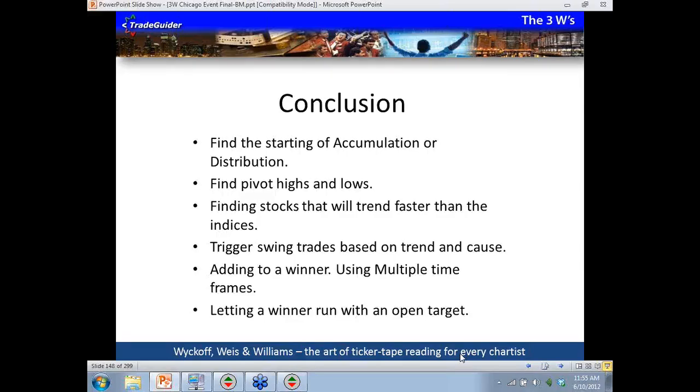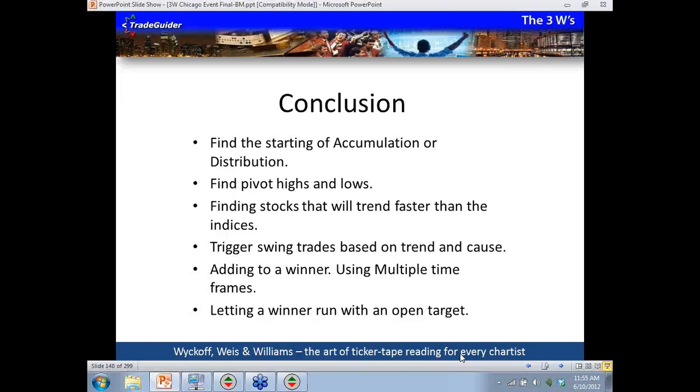You should understand how to find stocks that will trend faster than the index. This will help you trigger swing trades based on trend and, I want to really stress this, cause in the background. You've got to have those causes in the background. If you read about the turtle traders, you'll see what their demise was: trying to be a trend trader in a sideways market and not understanding accumulation and distribution and pivot highs and lows and things of that nature.